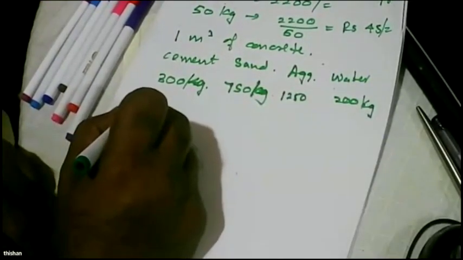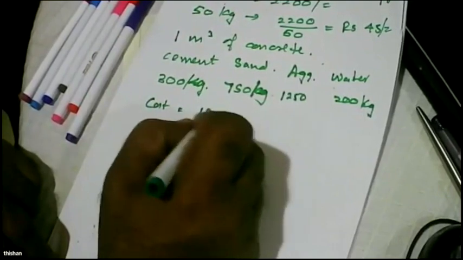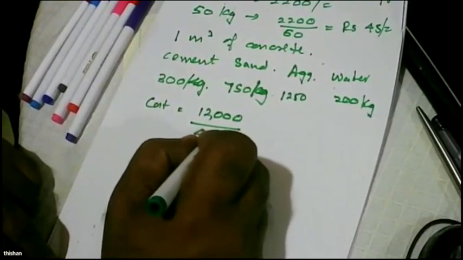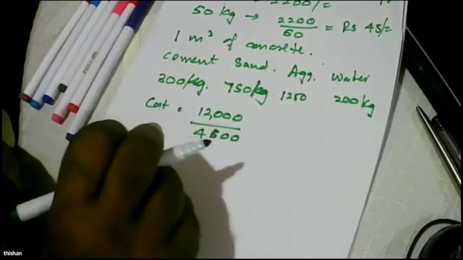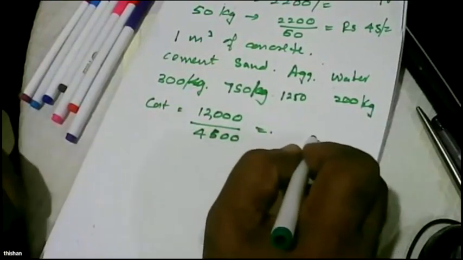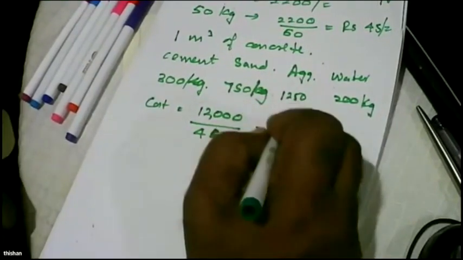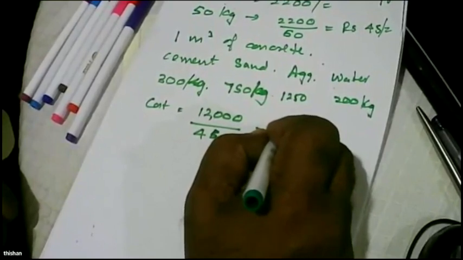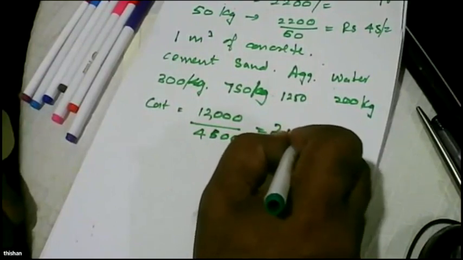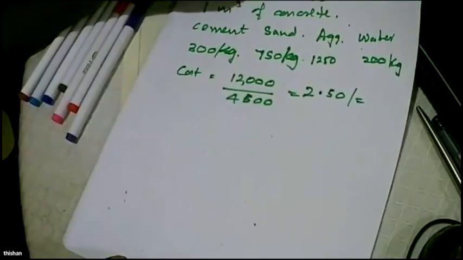Now, aggregate also, cost will be 12,000 rupees divided by 4,000. It also can be about 4,500 because the bulk density is slightly higher, about 1,600. So what is the price? 12,000 divided by 4,500. Earlier we got 4,200 as the weight of 1 cube, so we say 4,500 kilograms. 2.67. Shall we say 2.50? Because sometimes you can get aggregates at a slightly lower price. So let's say it's around 2.50.